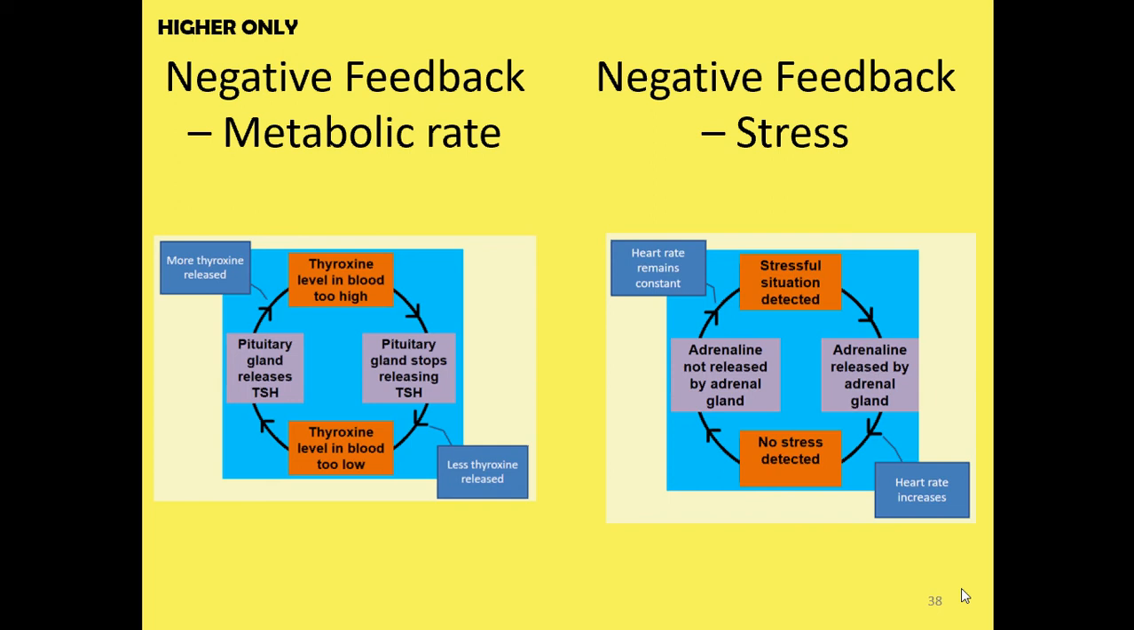So if there's a stressful situation, the adrenal gland releases adrenaline, and it causes the heart rate to increase, getting more glucose and more oxygen to your cells. If there's no stress detected, then adrenaline isn't released by the adrenal gland and your heart rate remains constant.